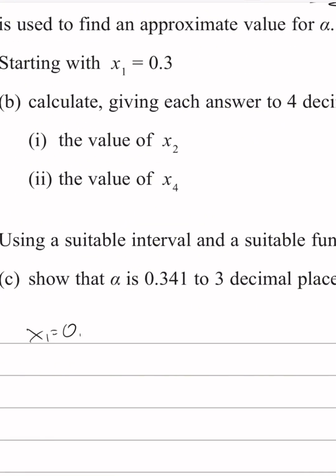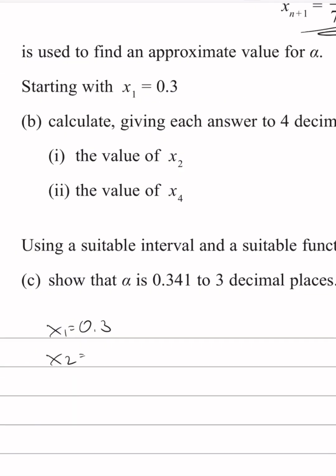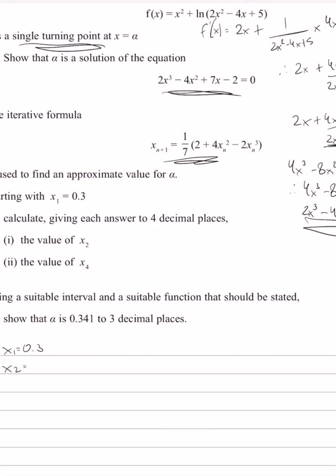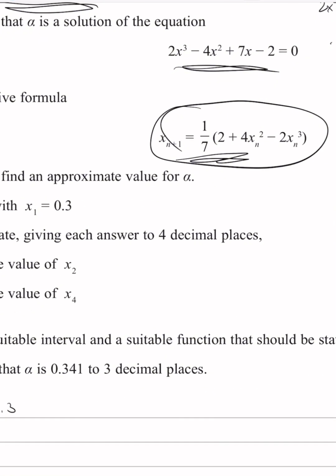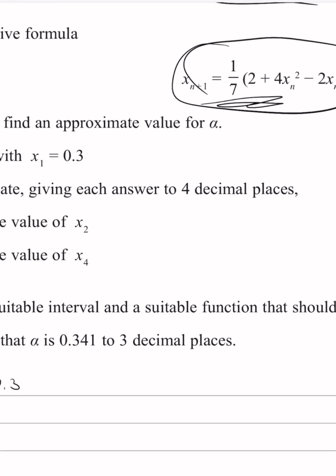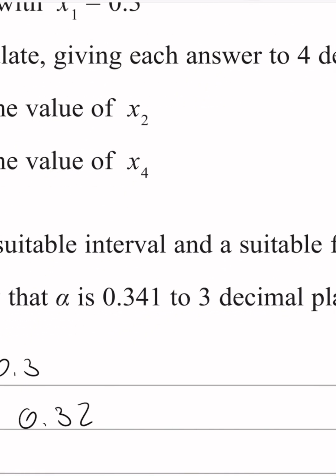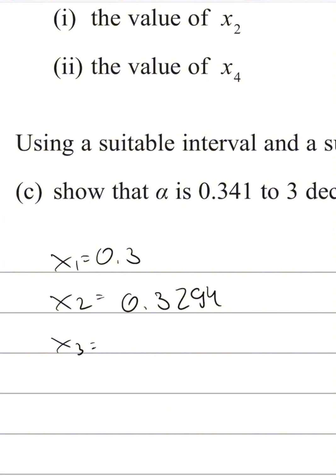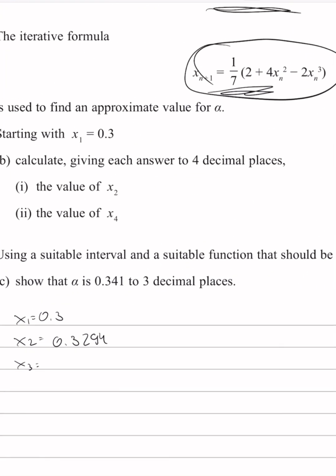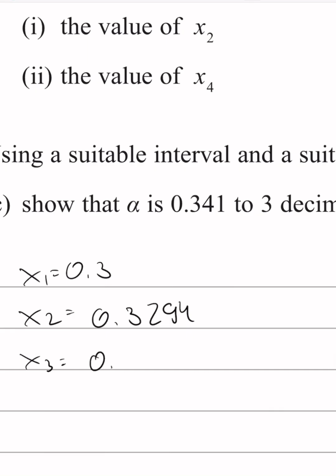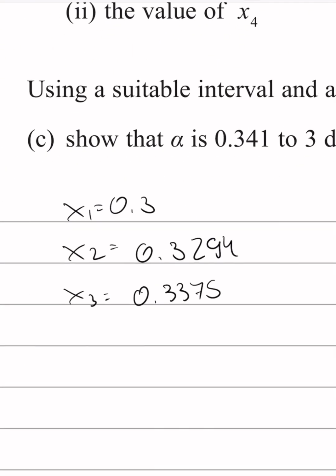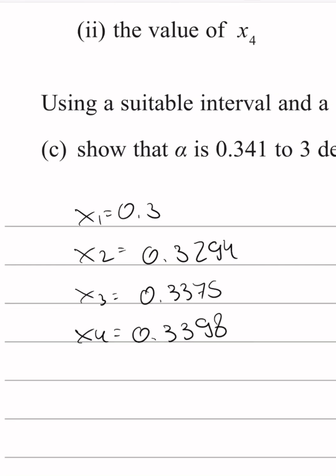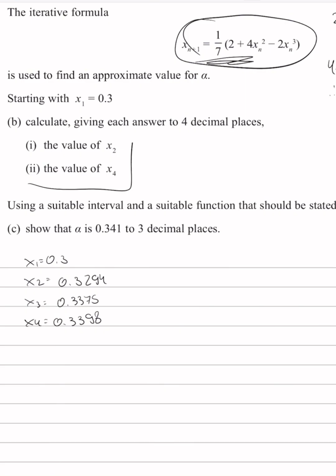For part B, you just want to use the formula given, and as x1 equals 0.3, x2 would be just x1 subbed into this formula, replacing xn with x1, which would give us 0.3294. Then doing the same process, we can find x3, which is 0.3375, and finally x4 would be 0.3398. So we got solutions to both of these.